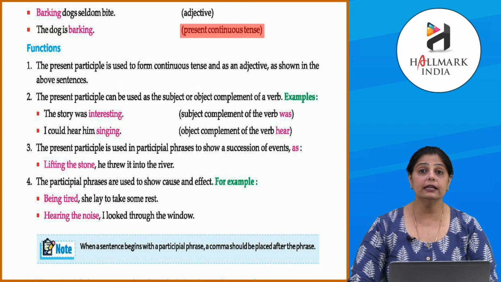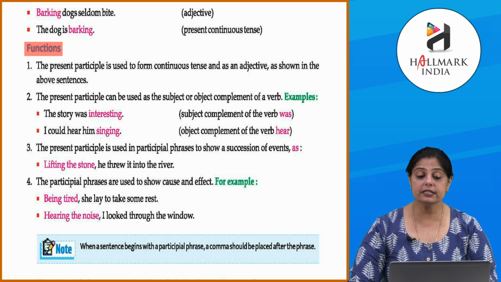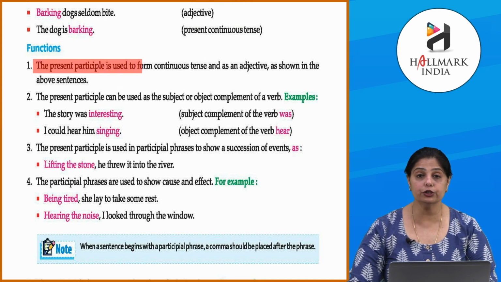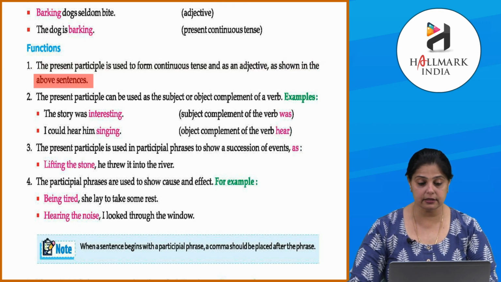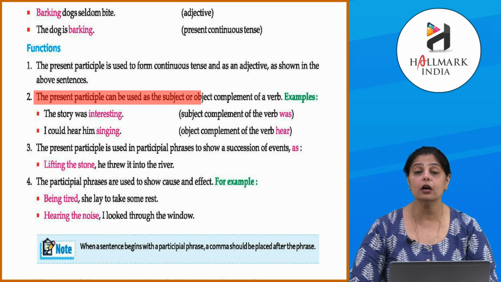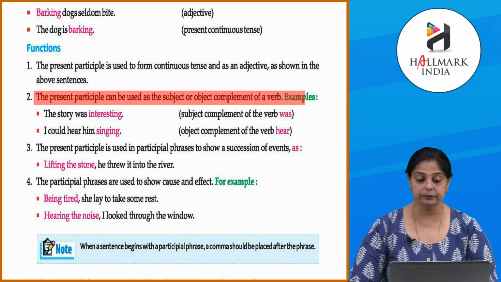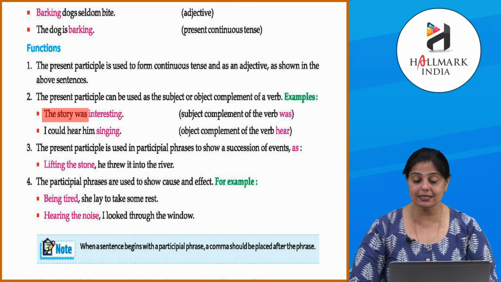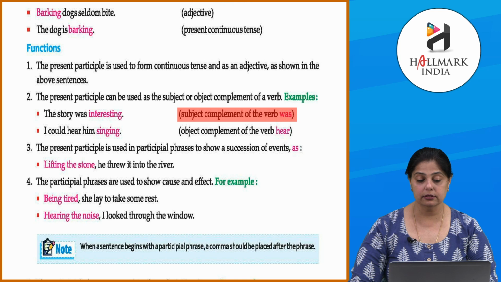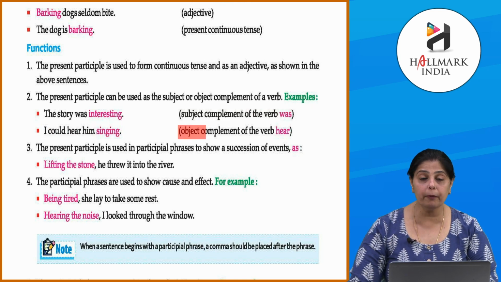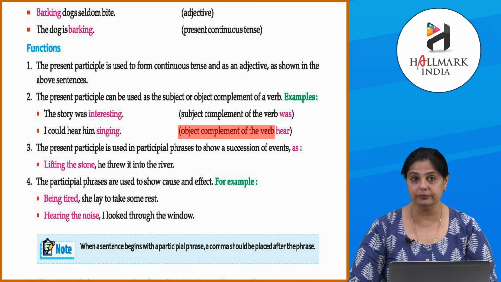Alright? Now, let's look at the function. The present participle is used to form continuous tense and as an adjective as shown in the above sentence. The present participle can be used as the subject or object complement of a verb. For example, the story was interesting. So, subject complement of the verb क्या हुआ? Was. I could hear him singing. यहाँ पे object complement of the verb hear.